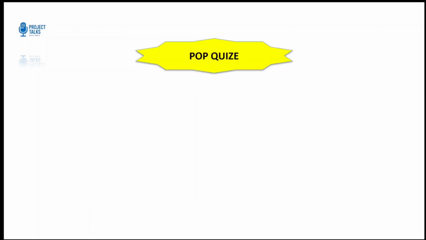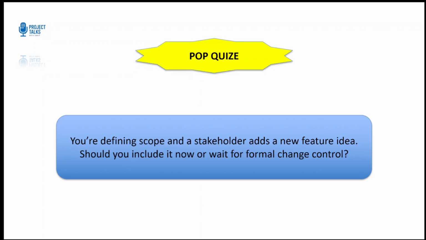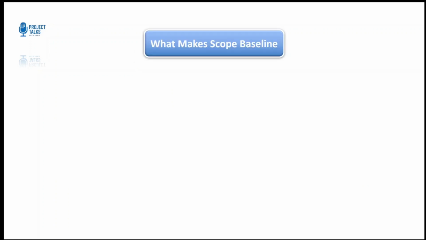Now, here's another quiz for you to test your knowledge. All right. So, you are defining scope, and a stakeholder adds a new feature idea. Should you include it now or wait for formal change control? Now, this is a tricky one. Drop your pick below.